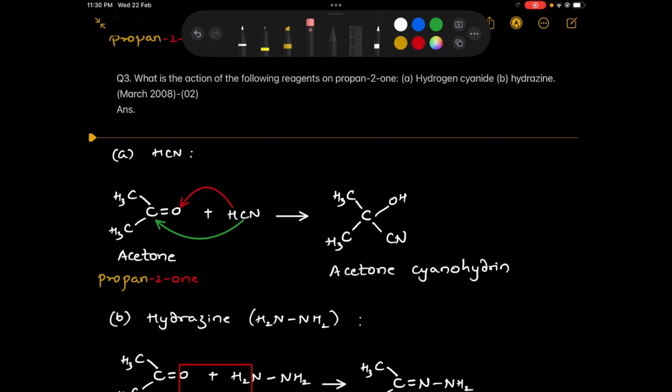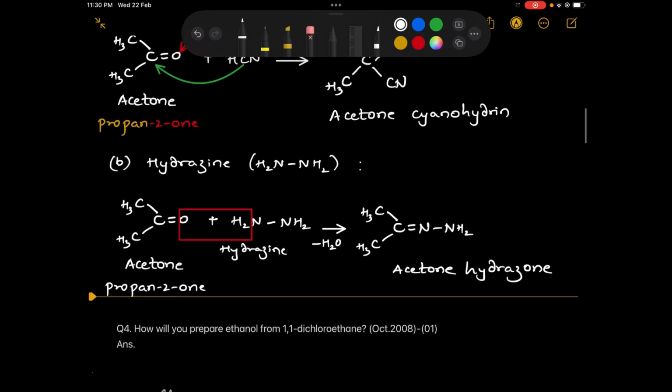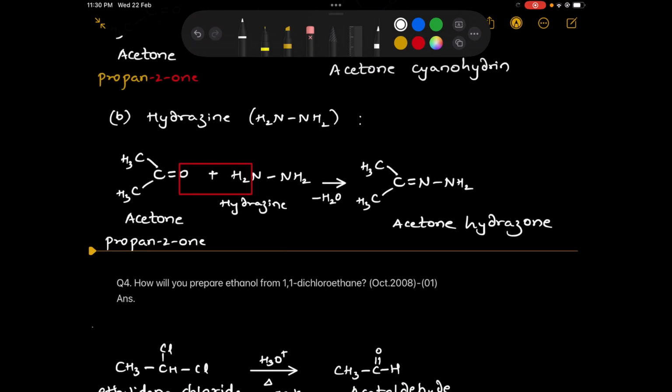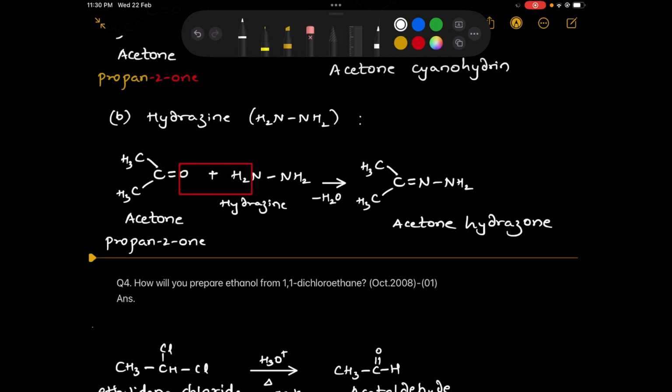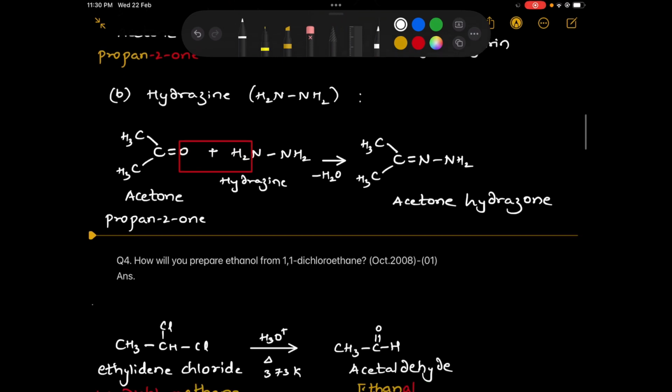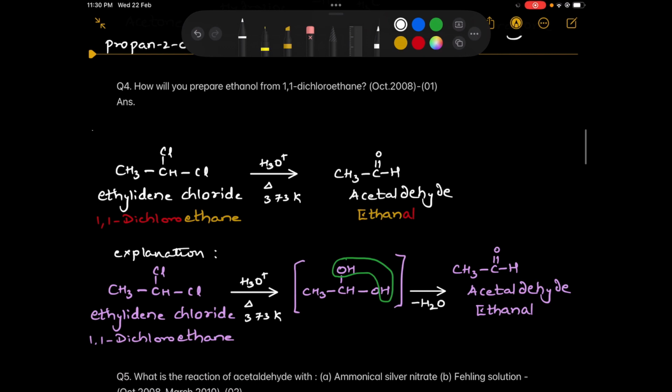The next reagent is hydrazine. Hydrazine is NH2-NH2. So herein we have to remove a molecule of water, and the carbon double bond nitrogen bond gets formed in this case, and the compound will be named as acetone hydrazone. Let's move on to the next question.